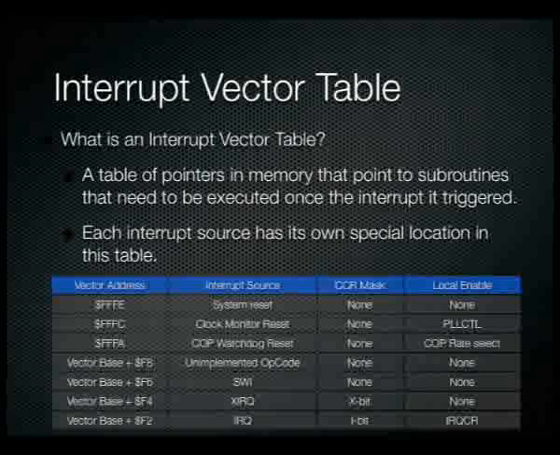And we have the other various interrupt sources: a clock monitor reset, a COP watchdog reset, an unimplemented opcode interrupt source, a software interrupt, the XIRQ interrupt and the IRQ interrupt as well. They're all at particular memory locations inside our memory map. I've only listed a few here, but there are a hell of a lot more interrupt sources, for all the other various subsystems on our chip. I've included these because they are common amongst all the MC9 family, but depending on what subsystems you've got on the chip, you can have more added to this list.